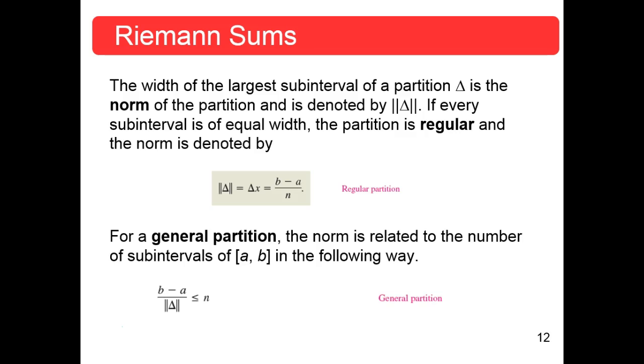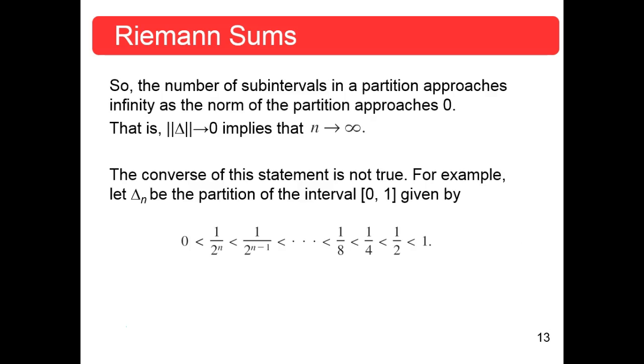Here's what they're doing. This is for the regular thing. If you multiply this by n and divide by the norm, with the norm being the largest subinterval, then this number is going to be greater than or equal to this ratio here, because this thing is always going to be larger. So just do the manipulation there. That means n is greater than that. That's a general partition. Regular partition is that. I'm not sure why they're going into this much detail here, but it's fine.